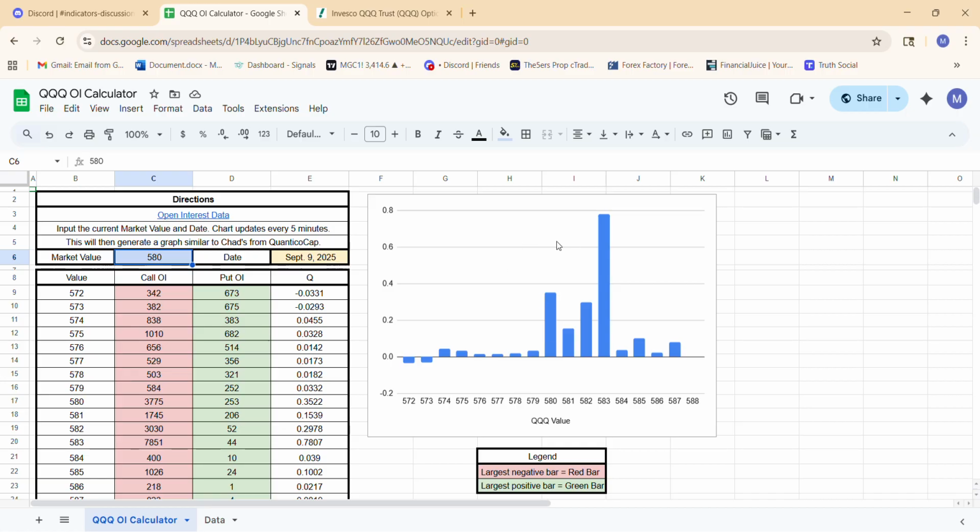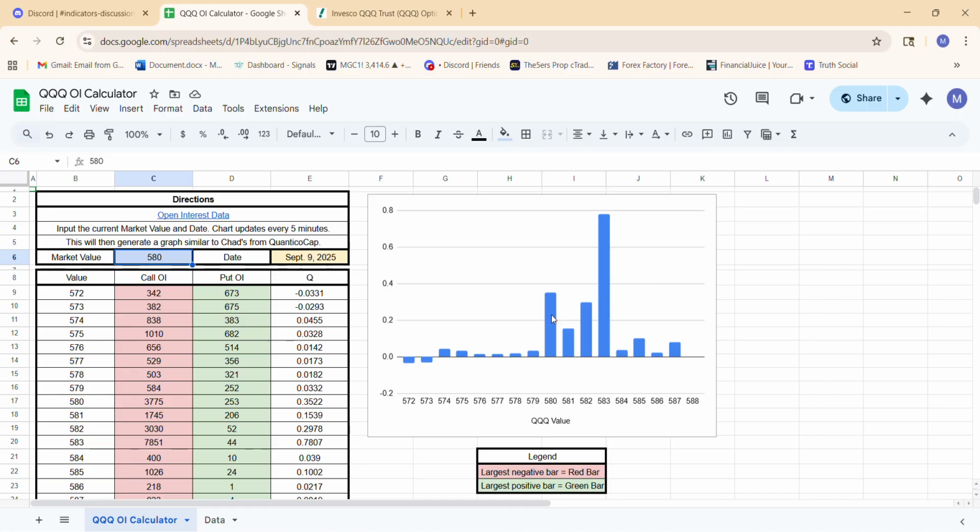So the way that Chad uses his data or his chart, his gamma delta charts for the QQQ Greeks, he identifies the highest positive bar, which QuanticoCap then colors green. So basically the largest positive bar is your green bar, and then the largest negative bar is your red bar. And you can see here between 573 and 574 the values flip from negative to positive, and so that's your inversion point.